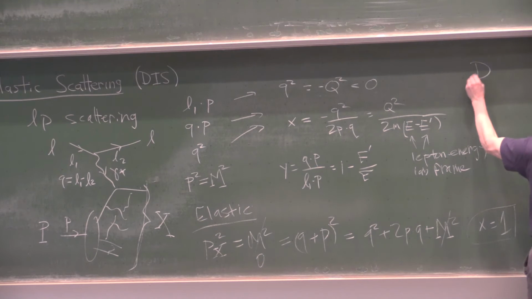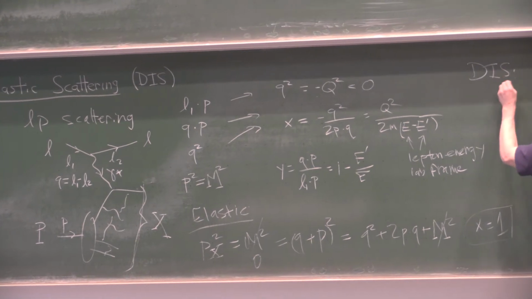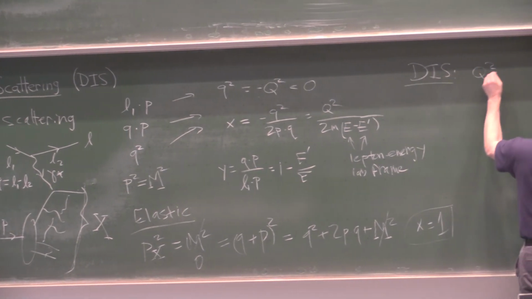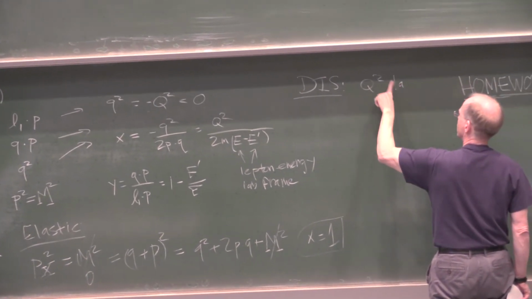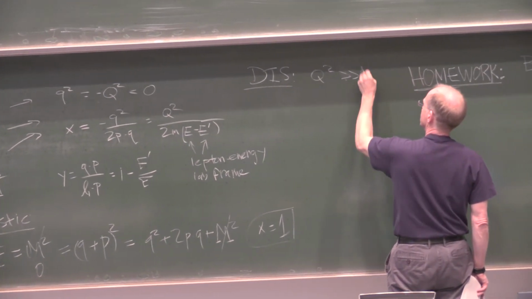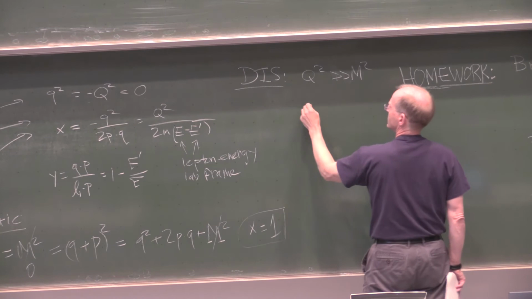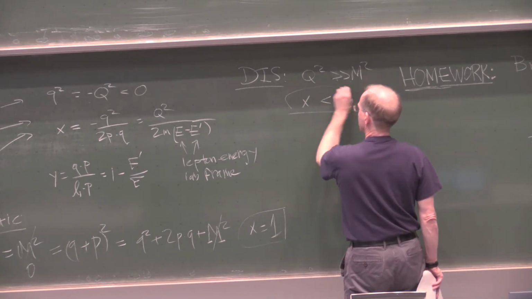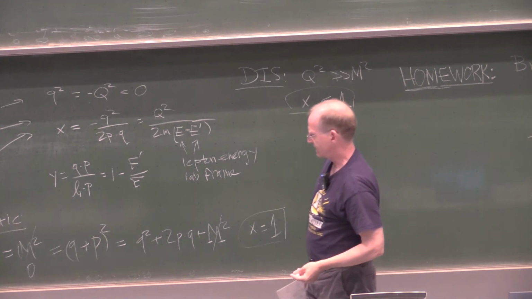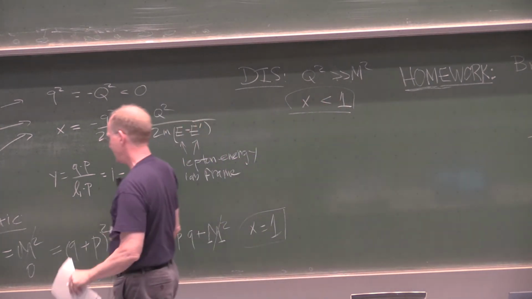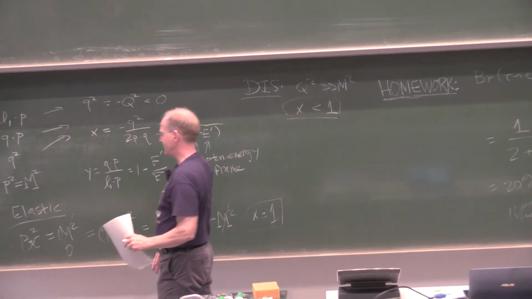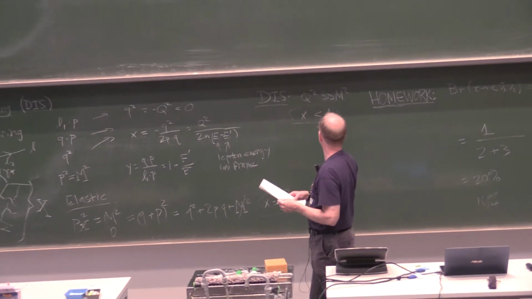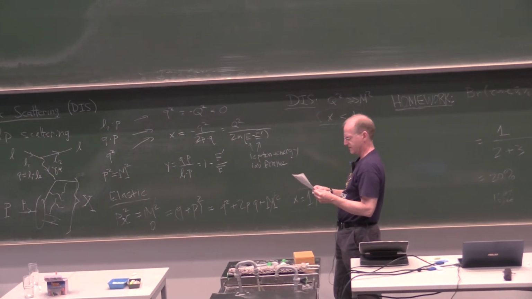So deep inelastic scattering is to take q squared very large, much bigger than m squared, but keep x finite, less than 1. And that requires that the P_X squared is also very large, very large invariant mass final states.